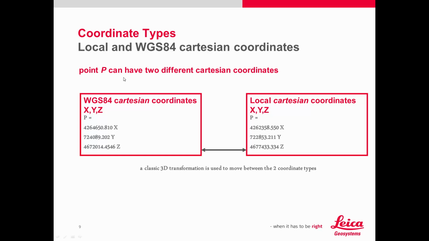So if we have a point P and I need to know its coordinates in the local Cartesian, I am going to the local site and I need a classical 3D transformation. This classical 3D transformation has 7 parameters: 3 translations, 3 rotations, and 1 scale factor.